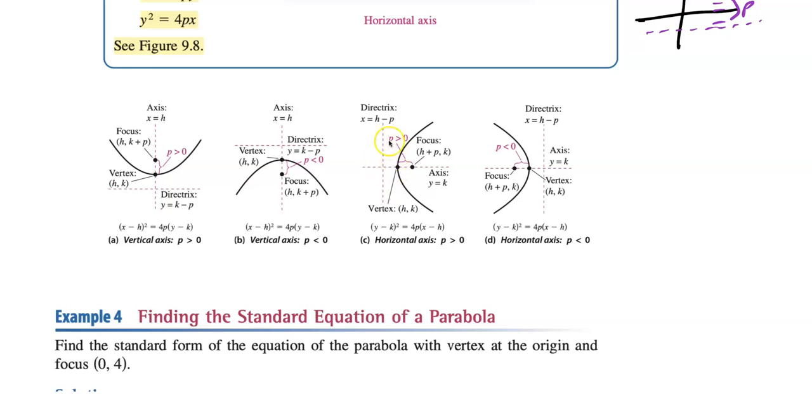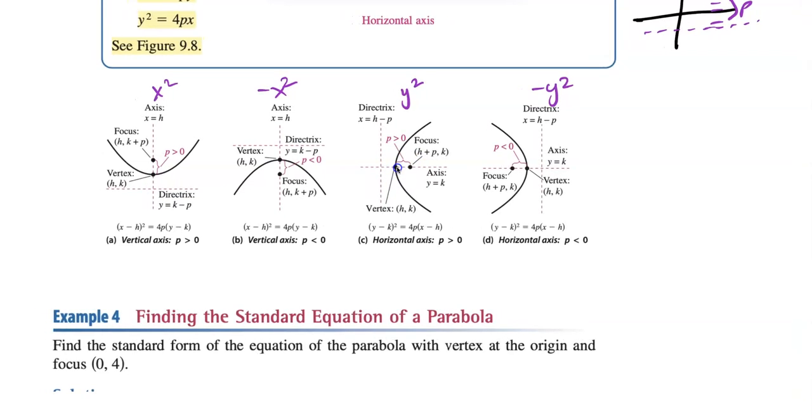Over here, positive opens to the right. So if you have a positive y squared, it opens to the right. So like a positive x squared opens up, a negative x squared opens down, a negative y squared opens to the left. But it's the same idea, right? Find out where your vertex is. Now you can go right p to get your focus, and you go left p to get your directrix.